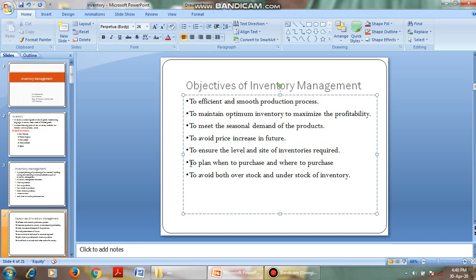And the next one is to plan when to purchase and where to purchase, that is, what is the right time for the purchase and what is the right place for the purchase, to avoid both overstock and understock. That is one of the objectives of inventory management. We should not go for overstock and we should not go for understock. What is overstock? Overstock is nothing but, for example, if you need 100 bags of raw material, how much do you purchase?